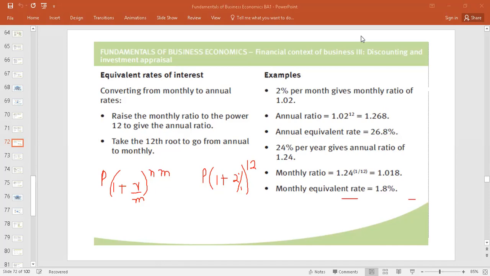The EAR, the annual interest rate, is equal to 1 plus 2% whole to the power of 12. The power is raised to 12 times, and we got this. The EAR would be from this 1.268, with 1 deducted: annual ratio minus 1.